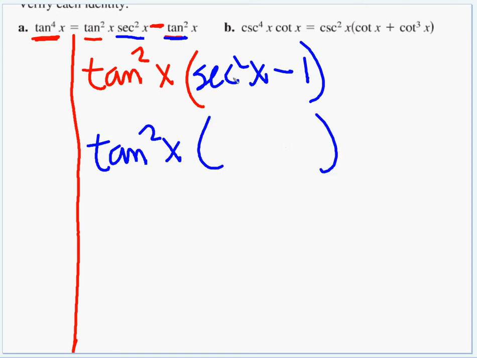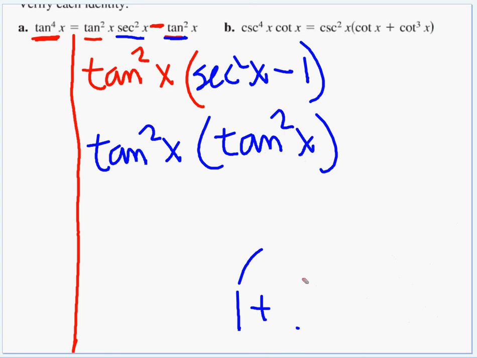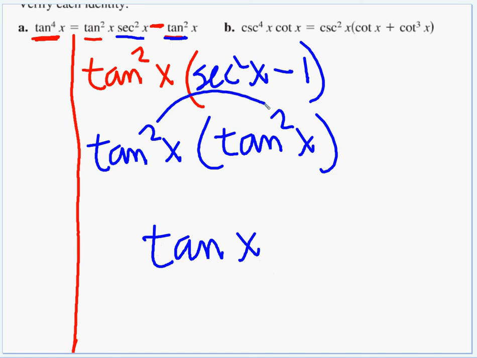Pythagorean identity: secant squared minus 1 is equal to tan squared. On the formula sheet, it says 1 plus tan squared is equal to secant squared. So if we just move the 1 over by subtracting it, secant squared minus 1 is tan squared. Okay, we've got a tan squared times another tan squared. When we multiply like bases, we keep the base and we add the exponents. 2 plus 2 is 4. And that is the finish line.